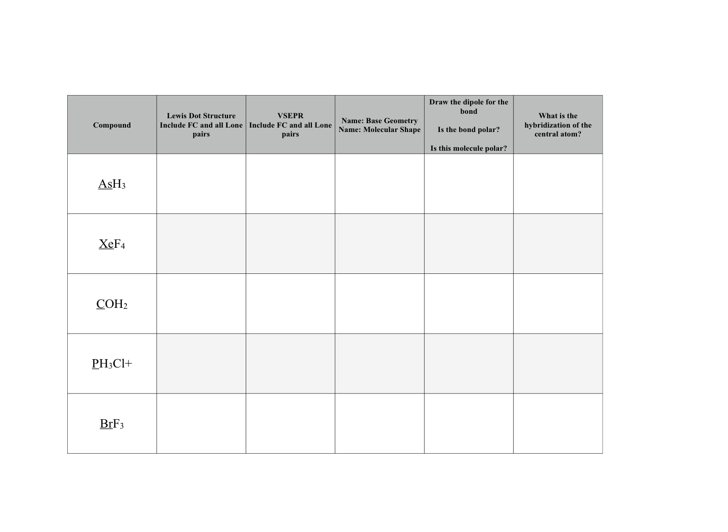This is going to take a second for each one. So we have 5 examples. They are all quite similar. So first, we want to calculate the valence electrons. So for arsenic trihydride, we have 5 plus 3. That gives me 8.